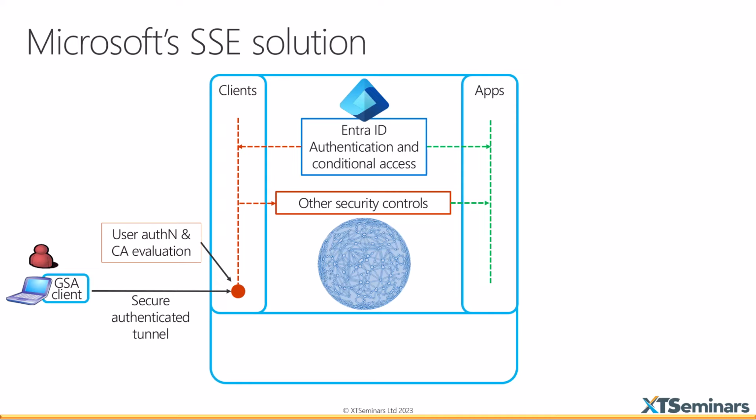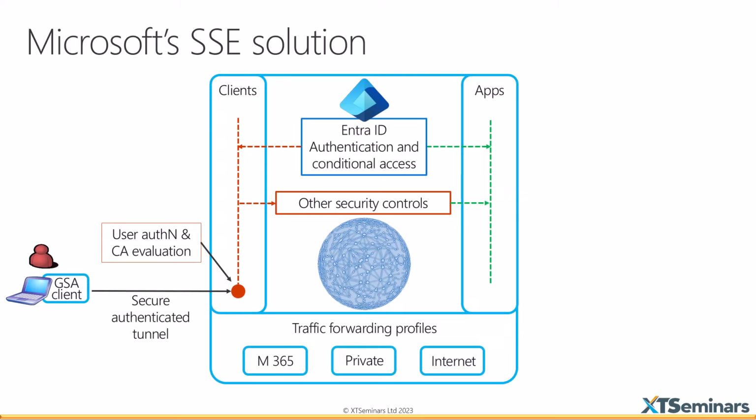So assuming we're on the edge, but you might be thinking, well, hang on a minute. Why did we send the traffic to the edge? Well, that's where we get our traffic forwarding profiles. There's a traffic forwarding profile for Microsoft 365. There's one for private access, which is access to our private applications, and there's one for internet access. Now, Microsoft 365, if you like, is a subset of internet access. 365 access and private access are there in the public preview that's now available. Internet access will follow at some point in the future.